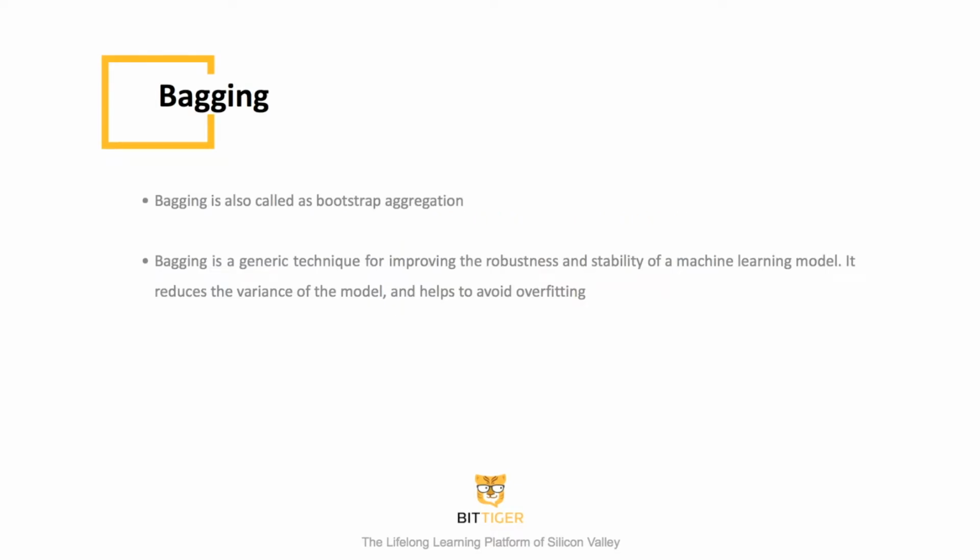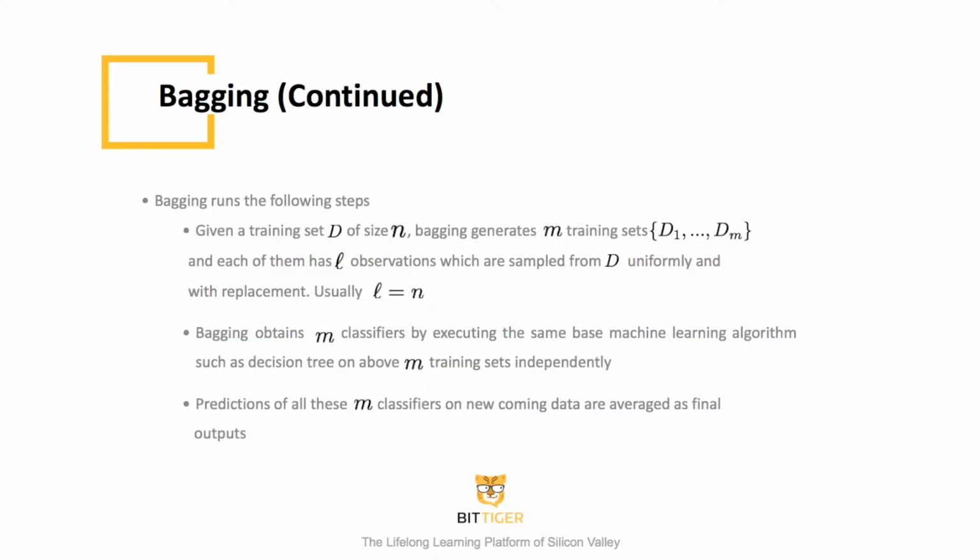Bagging is also called bootstrap aggregation. It is a generic technique for improving the robustness and stability of a machine learning model. Bagging reduces the variance of the model and helps to avoid overfitting. Bagging runs the following steps.